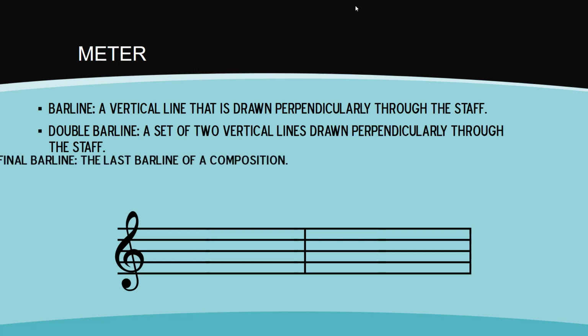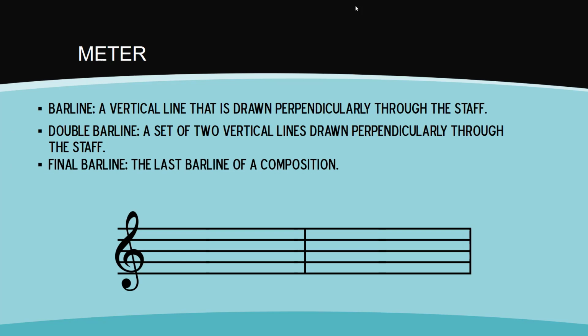A final bar line is the last bar line of a composition. Notice that the second line is thicker than the first. A final bar line indicates the end of a piece.